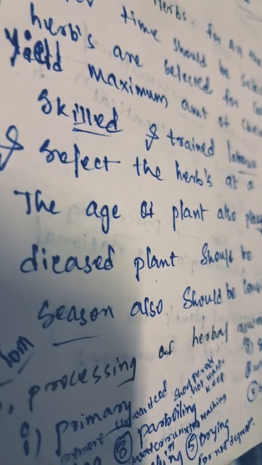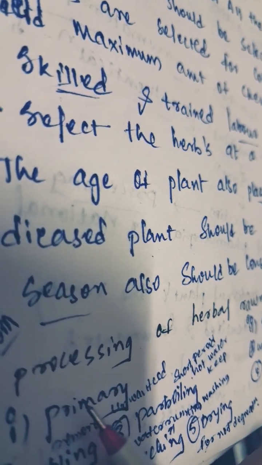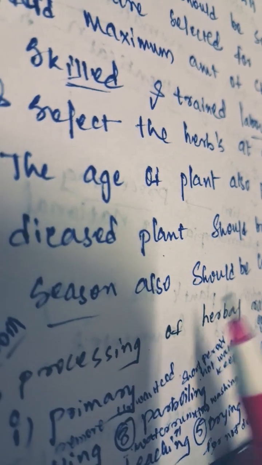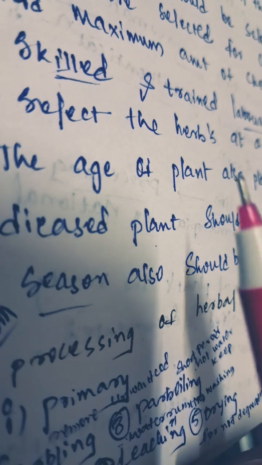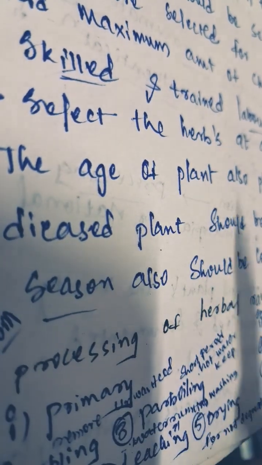Herbal drug preparation. In that, we have covered 4 steps. The fifth step is processing of herbal raw material. The first one is primary processing, and the second one is secondary processing.